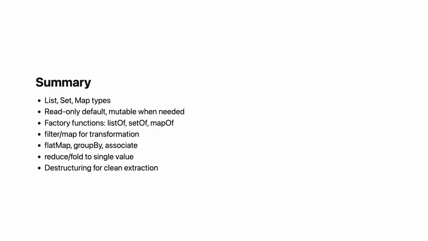Let us summarize. List, set, and map are Kotlin's main collection types. Read-only by default. Use mutable variants when needed. Create with listOf, setOf, mapOf. Mutable with mutableListOf, etc. Filter selects elements. Map transforms elements. flatMap transforms elements into one result. Destructuring extracts components from pairs, lists, and data classes. Collections are fundamental to Kotlin programming.